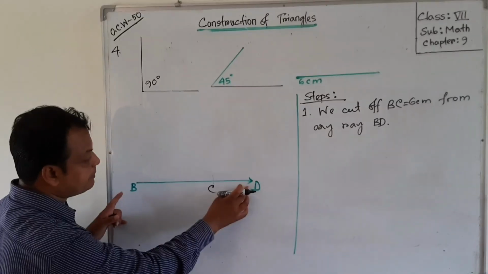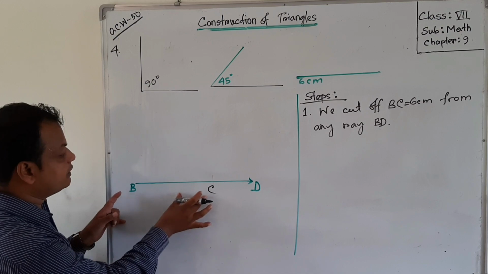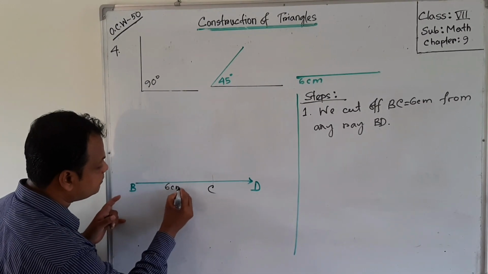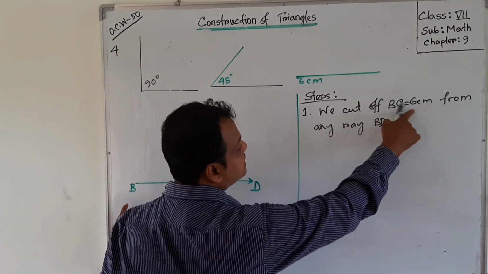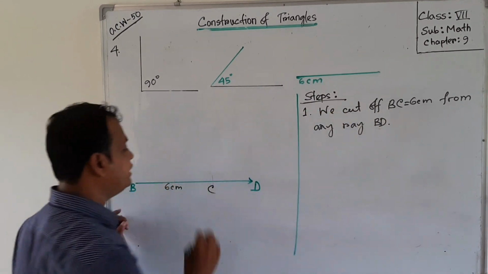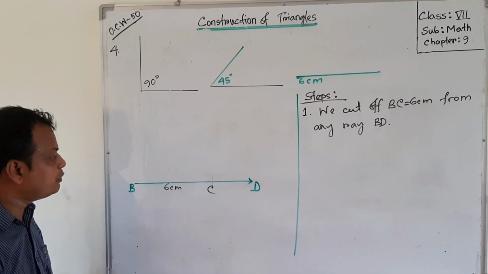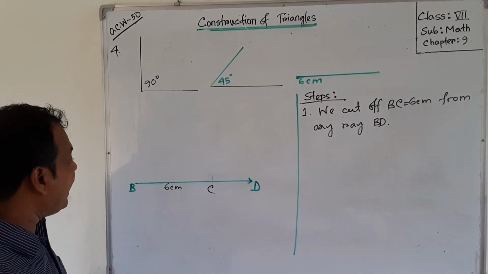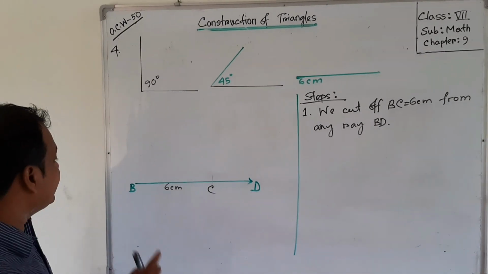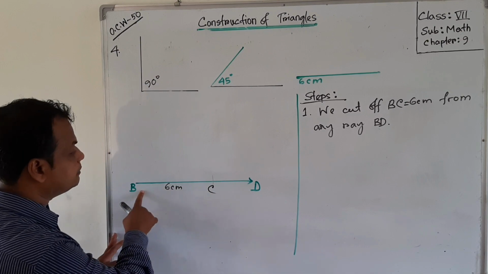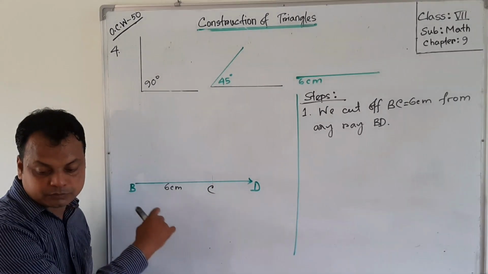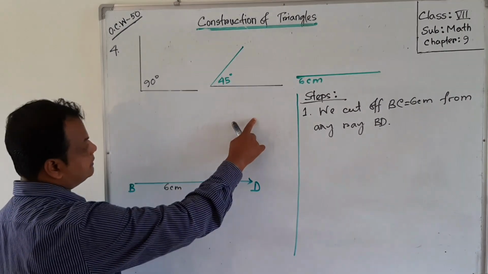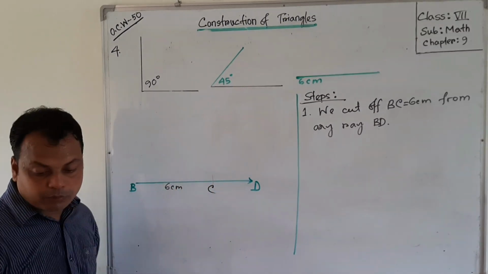At first we have taken a ray BD. From BD we cut BC. That one will be 6 centimeters. So we have written the step: we cut off BC equals to 6 centimeters from any ray BD. So this is the first task. Now we will draw angle CBE and DCF equals to 45 degrees.